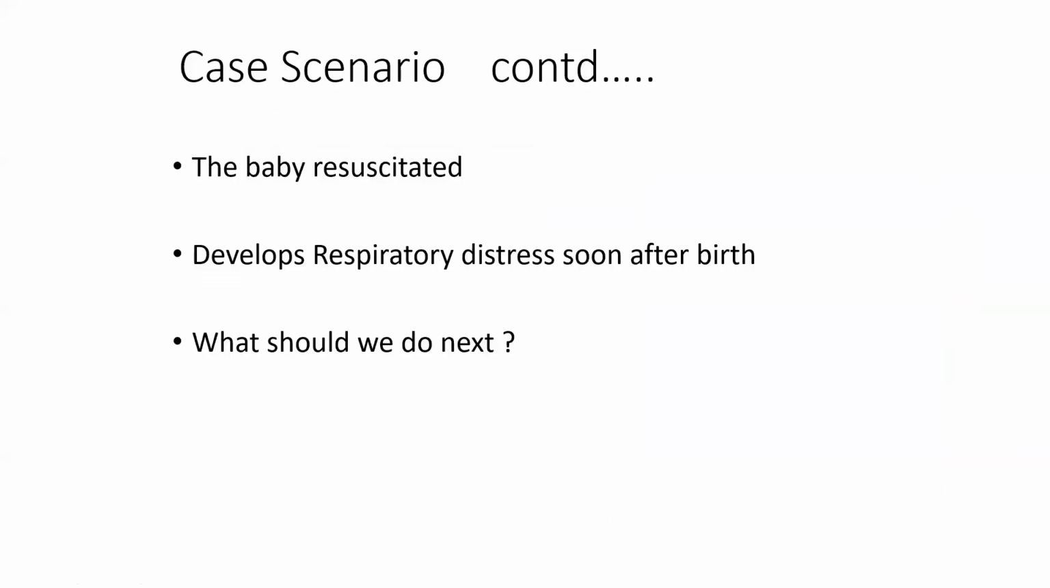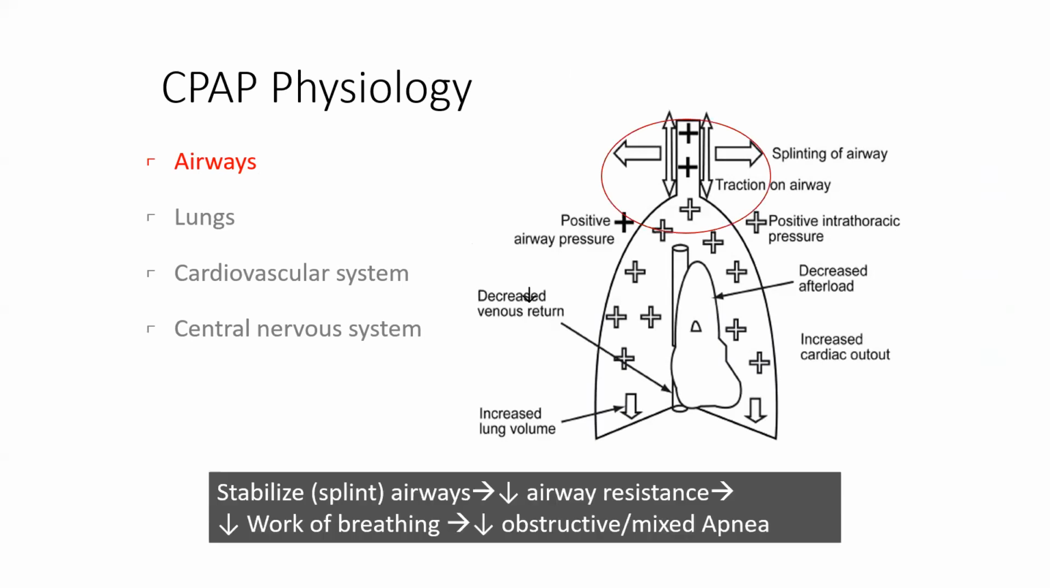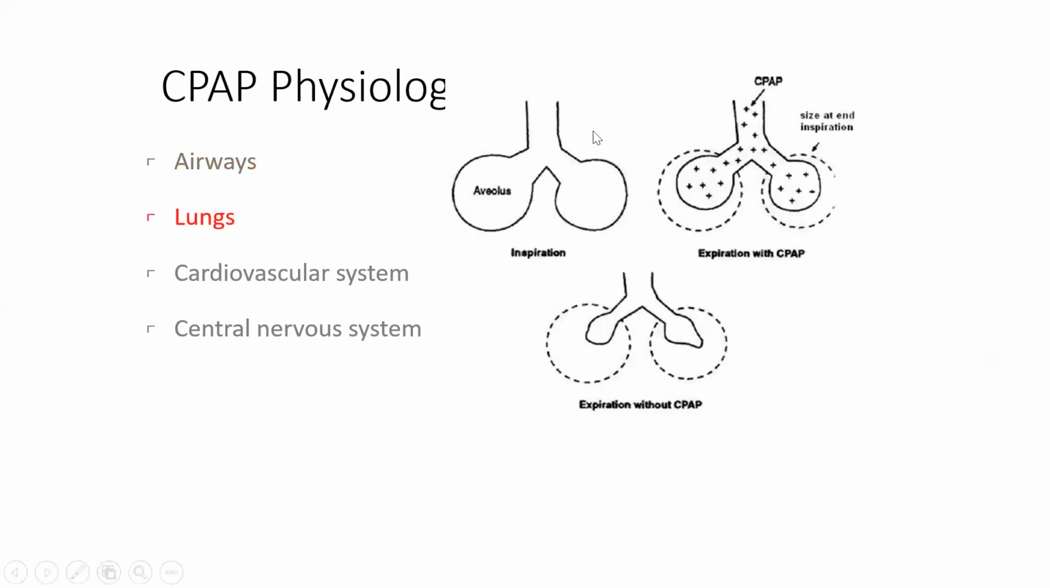The baby was resuscitated and developed respiratory distress soon after birth. So what should we do next? We are coming to CPAP, and we will discuss it in a bit of detail, because we are talking of respiratory distress, and CPAP is very important as the primary management of respiratory distress. Over the last 2 decades, it has evolved a lot in terms of the understanding of CPAP and its modulation. CPAP helps in splinting of airways. It helps in improving the collapsibility of the lung by continuously distending the alveoli, because RDS or HMD is the main disease where the collapsibility of the alveoli is very significant.